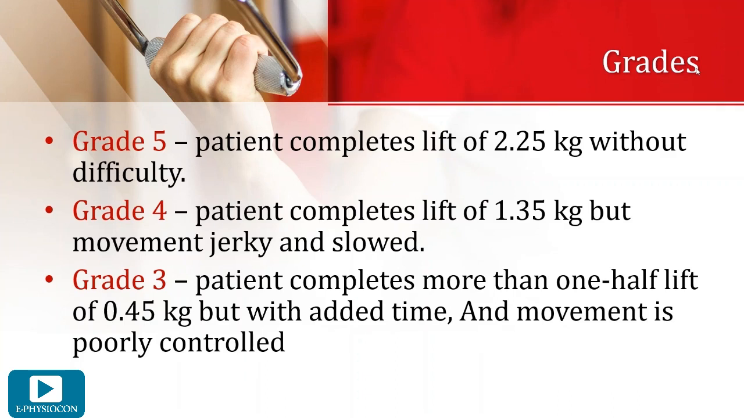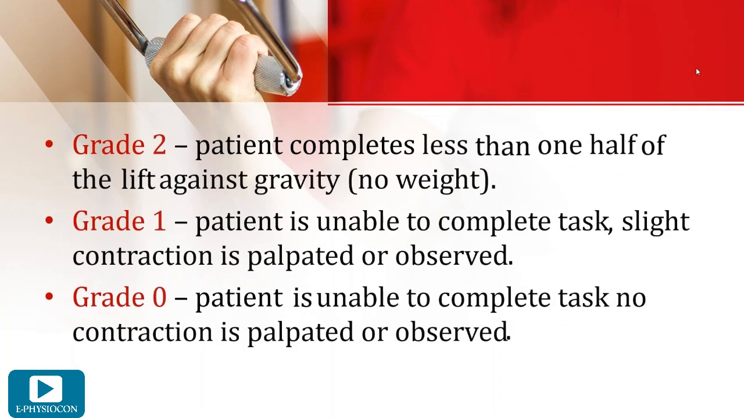If the patient is able to lift 1.35 kg but movement is jerky and slow, it is grade 4. In grade 3, patient completes more than one half lift of 0.45 kg but with added time and movement is poorly controlled. For grade 2, patient completes less than one half of the lift against gravity, without weights. Grade 1: patient is unable to complete the task, slight contraction palpated and observed. In grade 0, there is no movement, no contraction is palpated or observed.